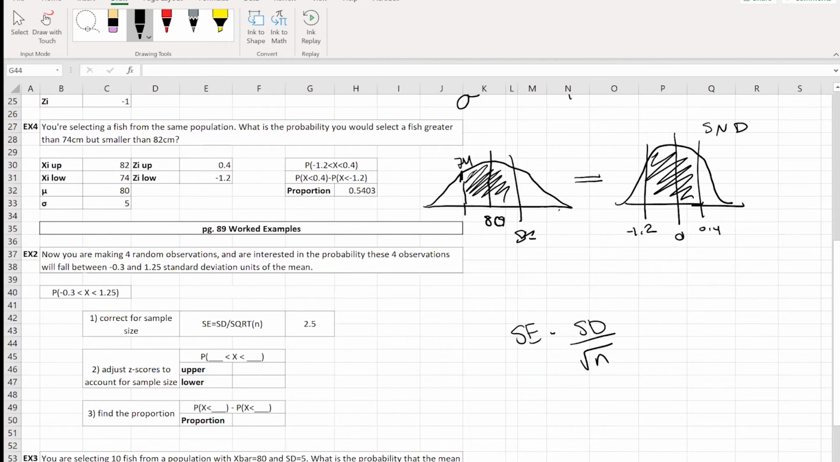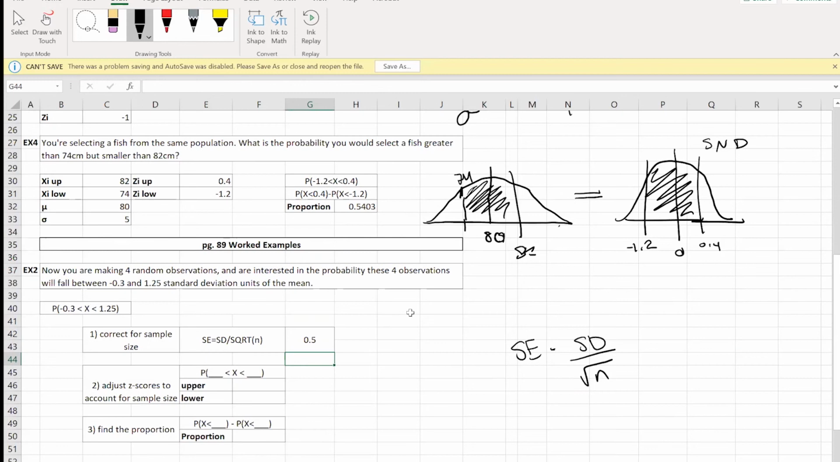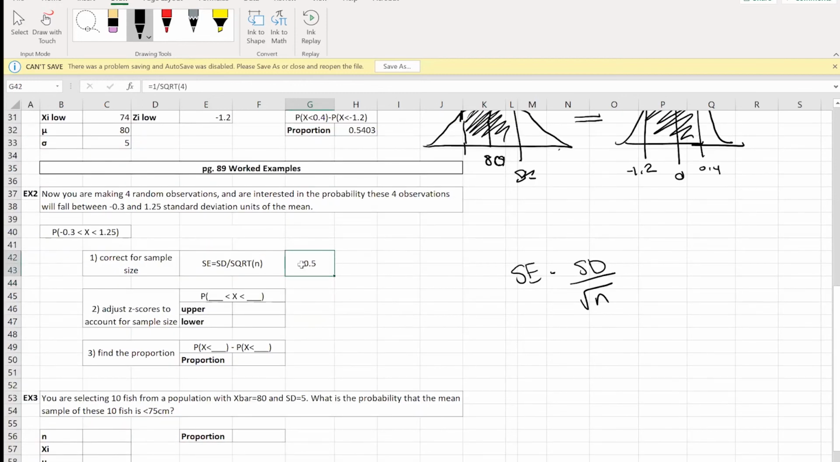Oh, but actually, that's my mistake. This is a standard normal distribution, which means our standard deviation is 1. So in this case, we're beginning with a standard normal, so our standard deviation is 1. We can now adjust the z-scores to account for the sample size.